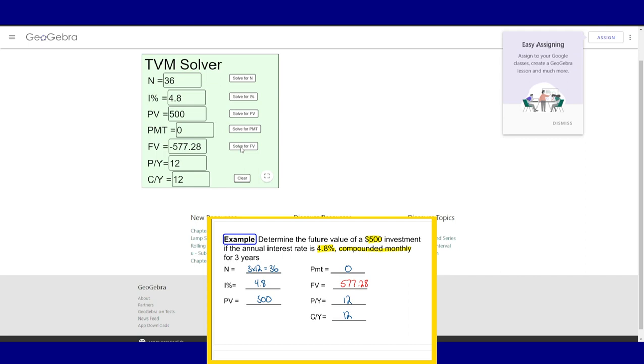Now it does show up as negative on our TVM solver, and the negative implies that we don't have the money, right? So in this case, the money is in an account. We don't physically have it. So that's all it really means. But as long as you understand that you can't really be losing money in these scenarios, you can just disregard the negative.